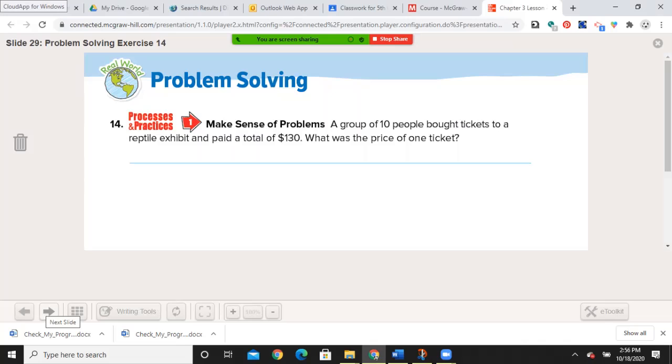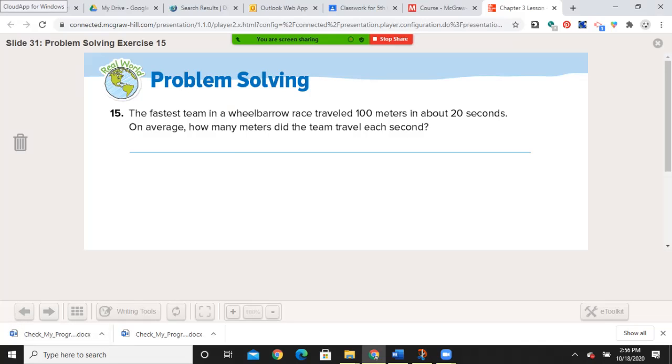Try one more here. A group of 10 people bought tickets to a reptile exhibit and paid a total of $130. What was the price of one ticket? How many times is 10 going into 130? Go ahead and remove a 0, and suddenly you have $13. So let's give you practice one after this. I want you to solve this problem. Let me know how you did, and we'll come back and check it out. Pause the video now. Welcome back.